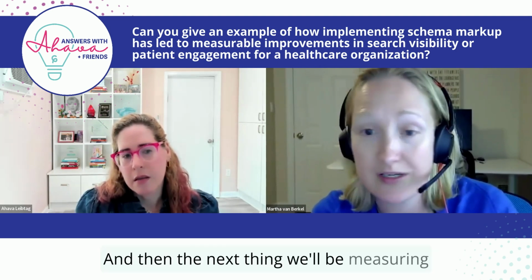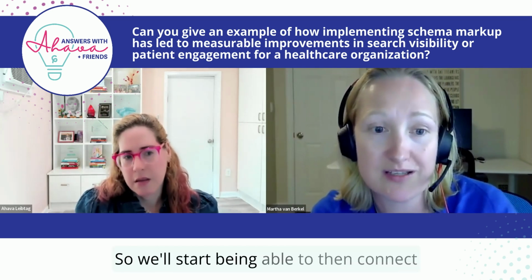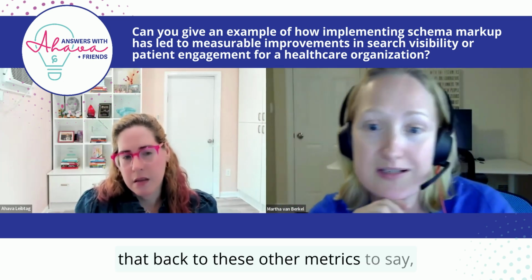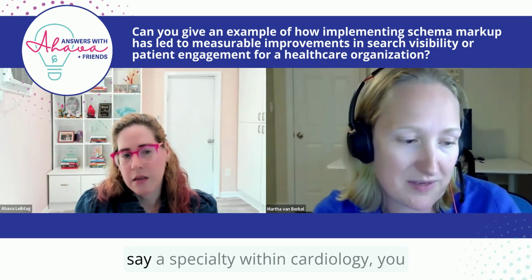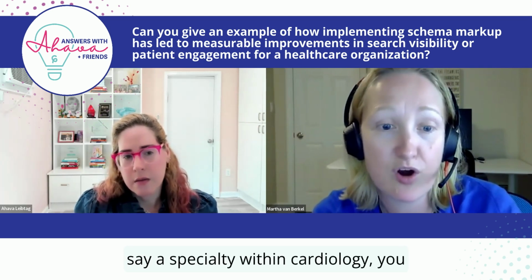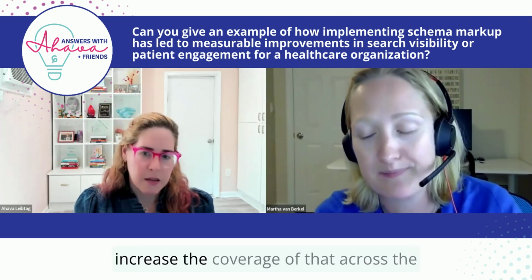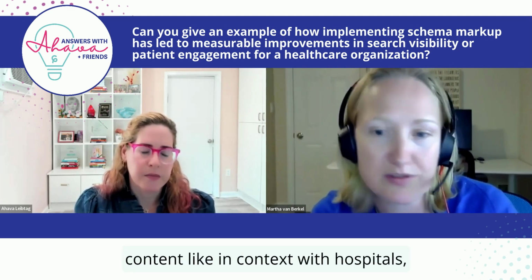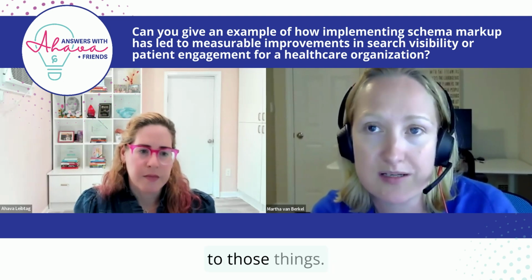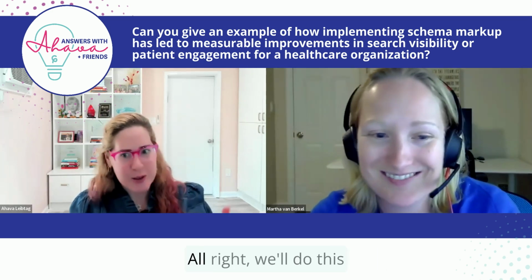And then the next thing we'll be measuring is coverage of entities or topics across the site. We'll start being able to connect that back to these other metrics to say, if you're doing a really good job talking about, let's say, a specialty within cardiology, are we then seeing traffic on those pages increase after we increase the coverage of that across the site, as well as the connectedness and content in context with hospitals, physicians, et cetera, who are related to those things. So that's what's next. Ask me in 6 months, and then I'll be able to report on that. All right, we'll do this again in 6 months.